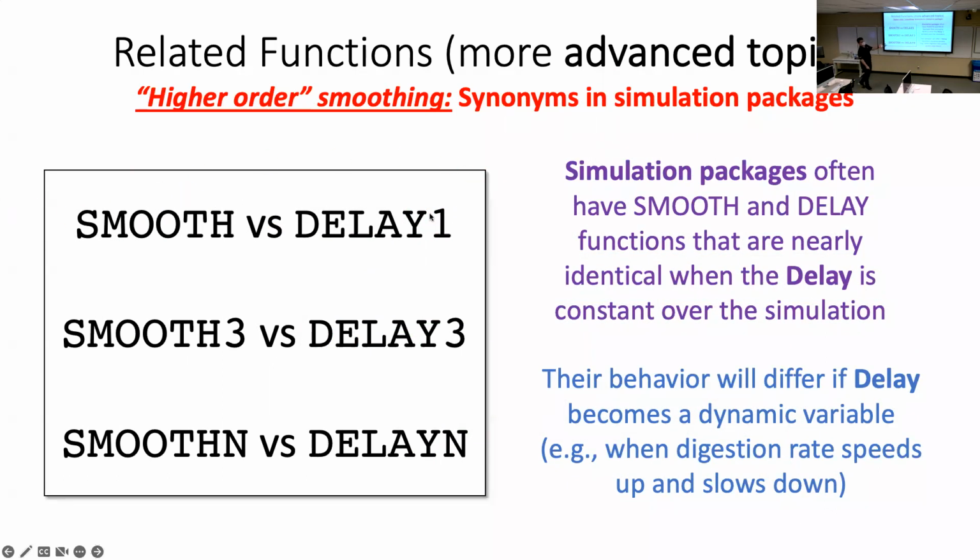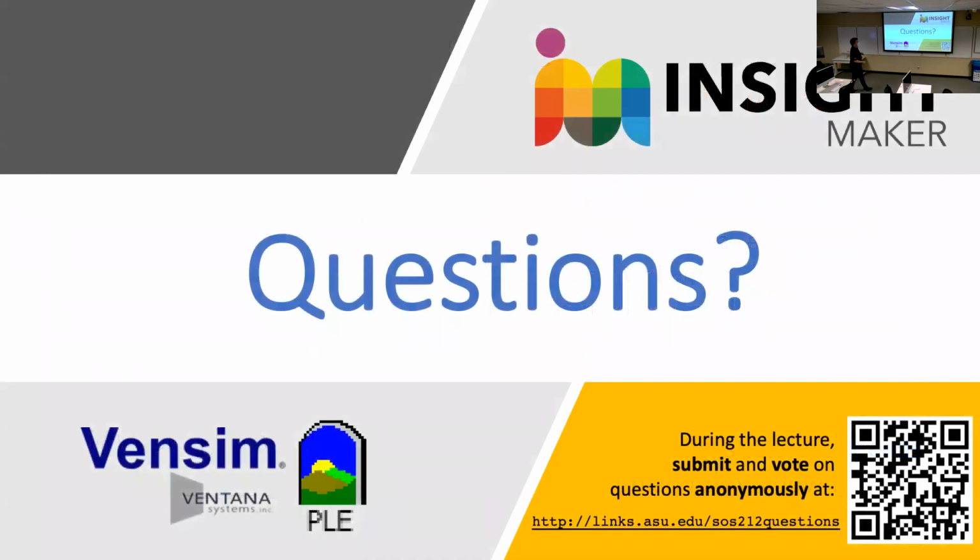When you get into more advanced cases where the delay can itself change over time, then these delay functions start acting differently. But for us, if you happen to see delay 1, delay 3, delay in, and then smooth 3 and smooth in Vensim, and you're wondering what the difference is, for our purposes there is no difference. You can think of them as synonyms. And I think that's all I've got here.